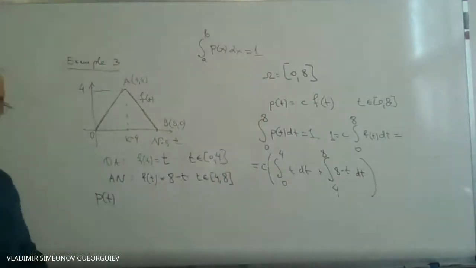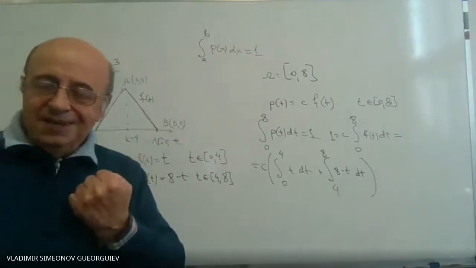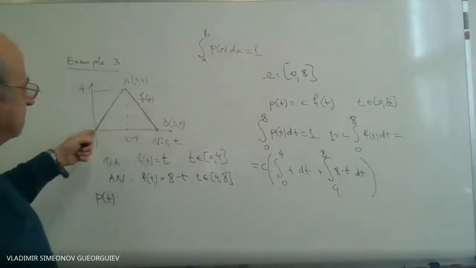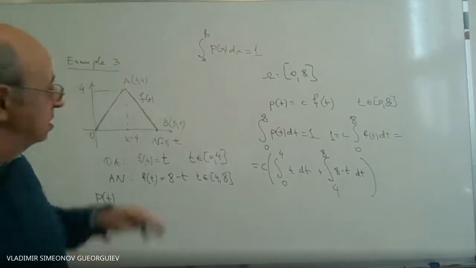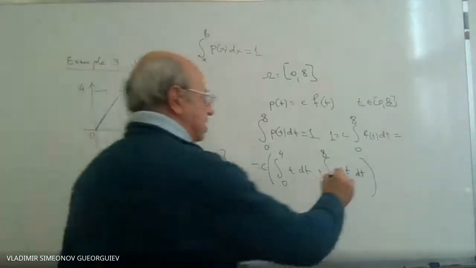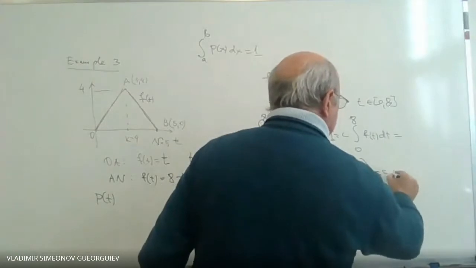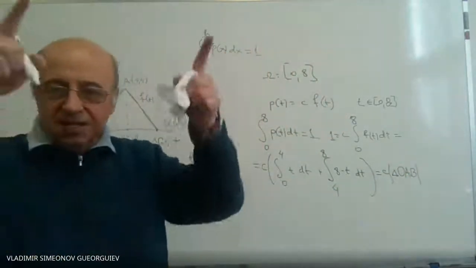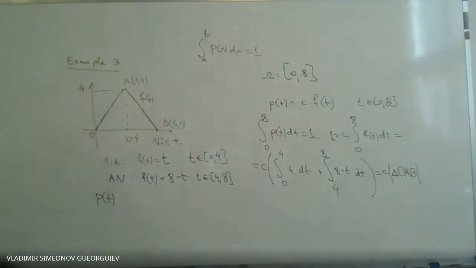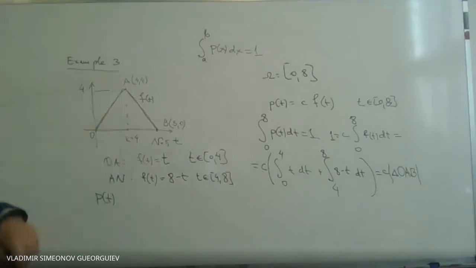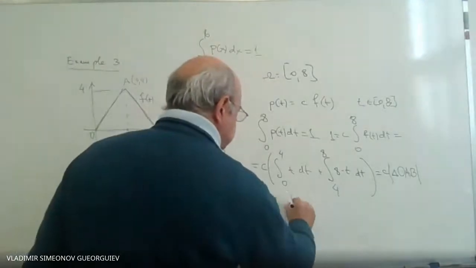You can compute this integral, but since I know very well the geometrical meaning of the integral, which is the area of the part of the plane below my graphic, here this is the triangle OAB. So this is c times the area of the triangle OAB. I put the absolute value to remind us that this is the area. But the area of this triangle is the base times the altitude divided by 2. The altitude is 4, the base is 8, divided by 2. This gives c times 16.